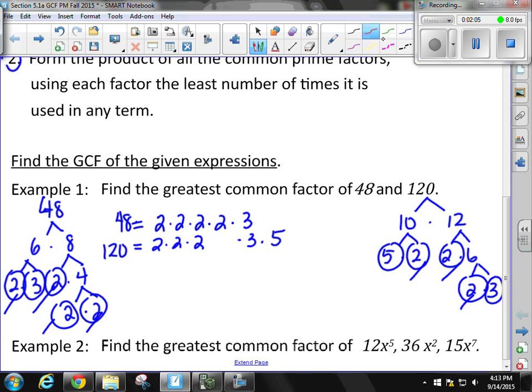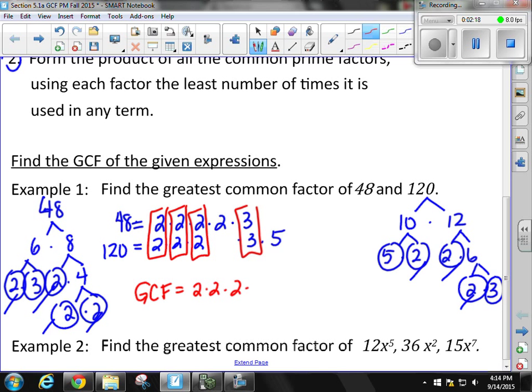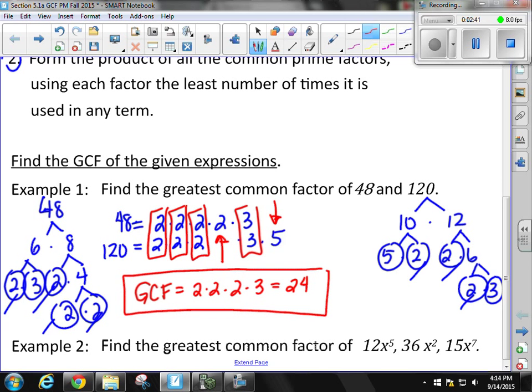To find the greatest common factor, I look at how many of these they have in common. And so my greatest common factor is going to be the common factors 2 times 2 times 2 times 3. Notice we have an extra 2 in 48, so it is not in common. And I have a factor of 5 in 120 that's not in 48, so they don't become part of my common factor. 2 times 2 times 2 times 3, or 24, is the greatest common factor of 48 and 120.